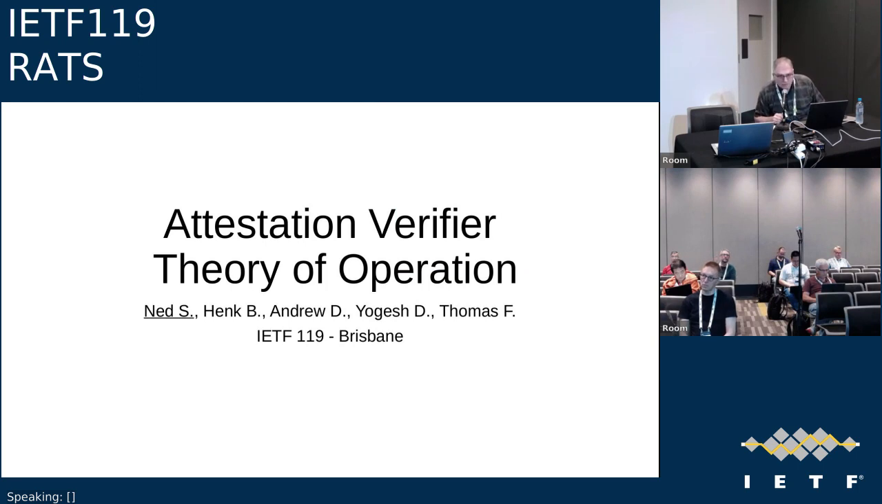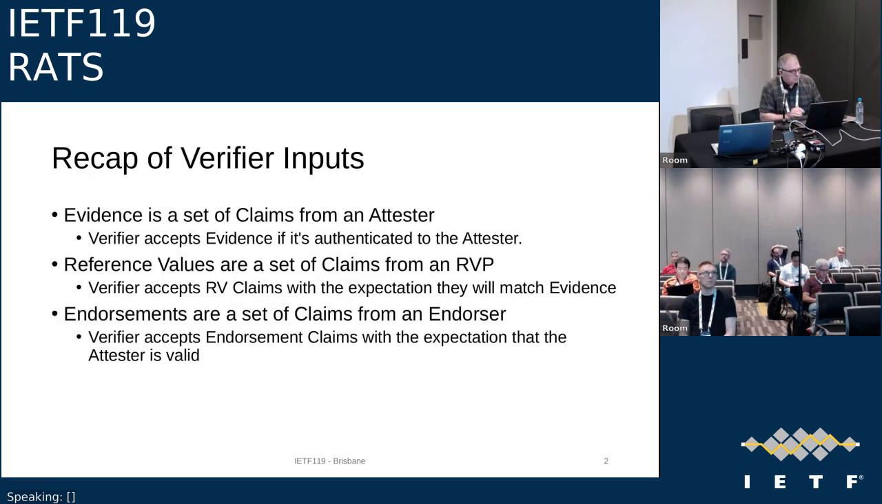Okay, so just to recap what we already know about verifier inputs based on the RATS architecture. Essentially, there are three types of inputs: the evidence, which is a set of claims that come from the attester. The idea is the verifier will accept the evidence if it's authenticated to the attester. That's the assumption we're making from a verifier's perspective as to why it would accept evidence.